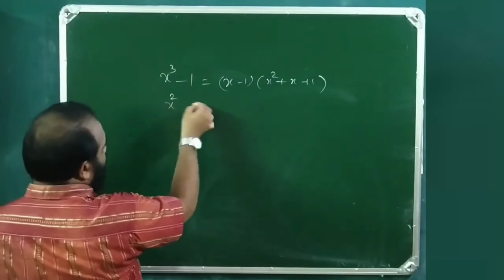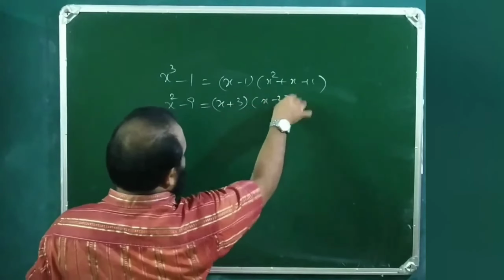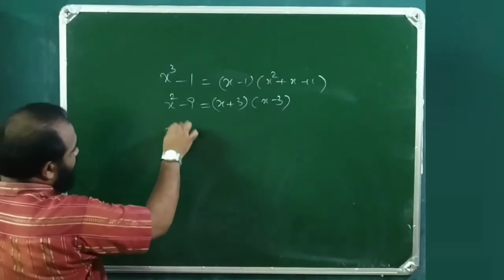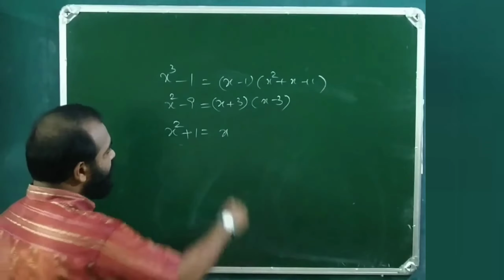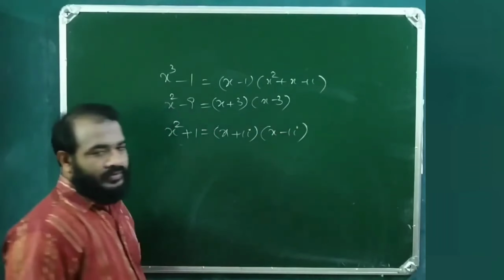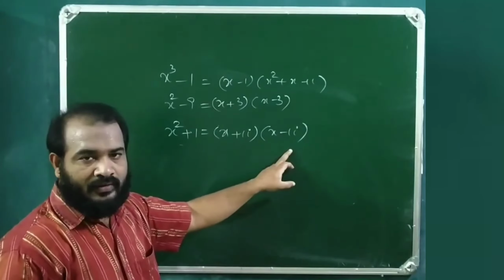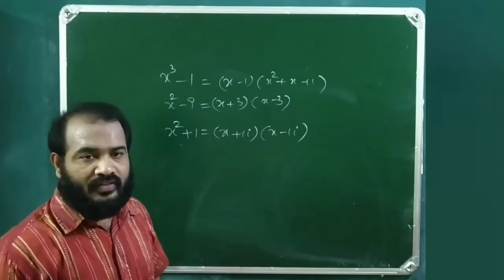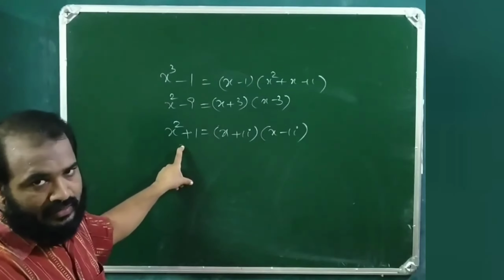So x square minus 9 is x plus 3 into x minus 3. This is also an example of a reducible polynomial. But x square plus 1, of course, can also be expressed as x plus i into x minus i. So it is expressed as complex factors, but it cannot be expressed as real factors. Therefore, it is said to be an irreducible polynomial.